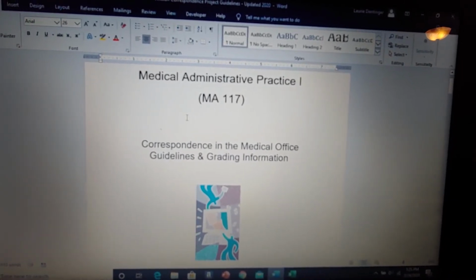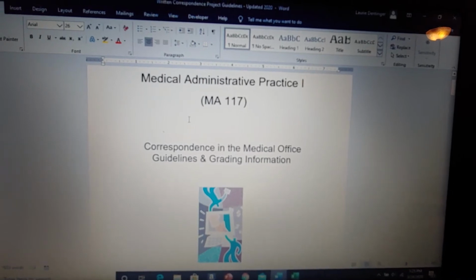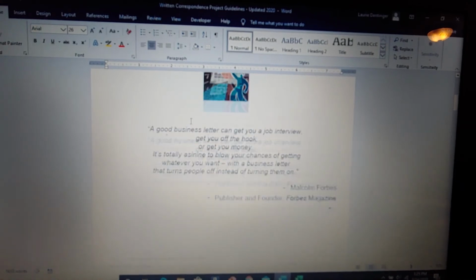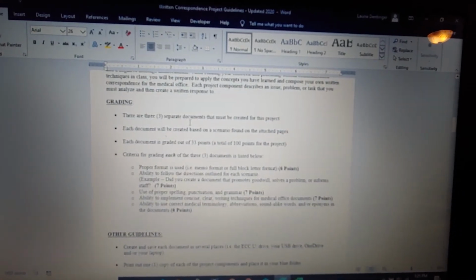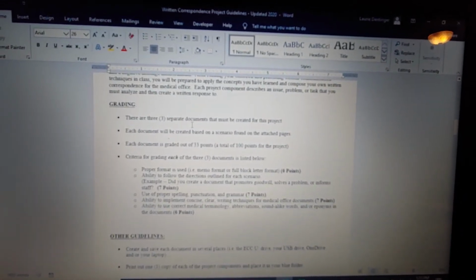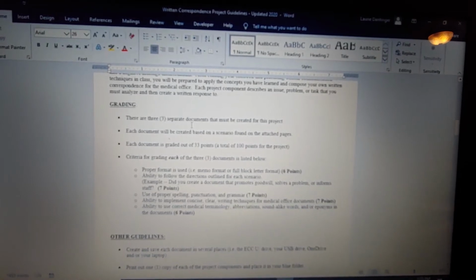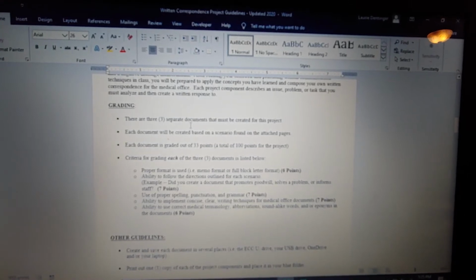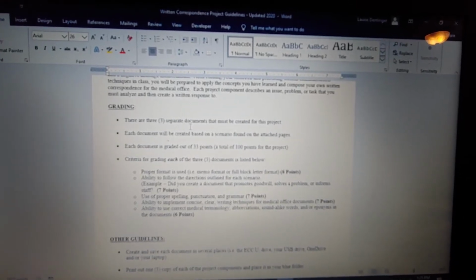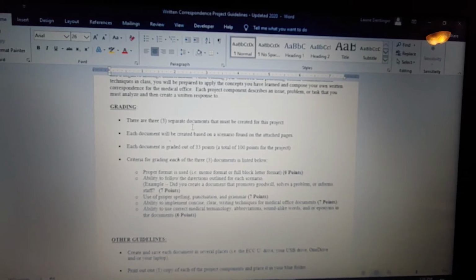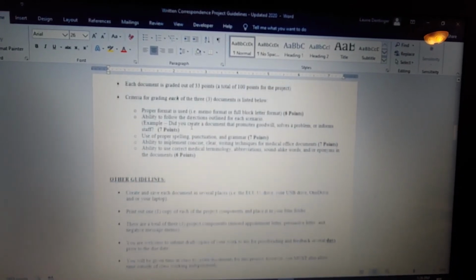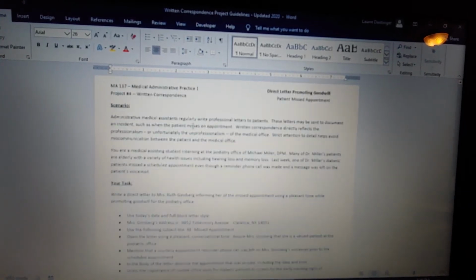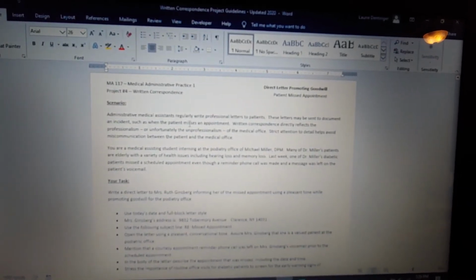So the document that you see in front of you are your project guidelines, written correspondence guidelines and grading. If I scroll down here, you'll see how you're graded, 33 points for each segment. I combine those together and come up with one project grade. You are allowed to submit draft copies of your work prior to the due date. I'll be happy to look at them, edit them, and send them back to you. All right, so let's take a look at the very first component, which is the direct letter promoting goodwill.